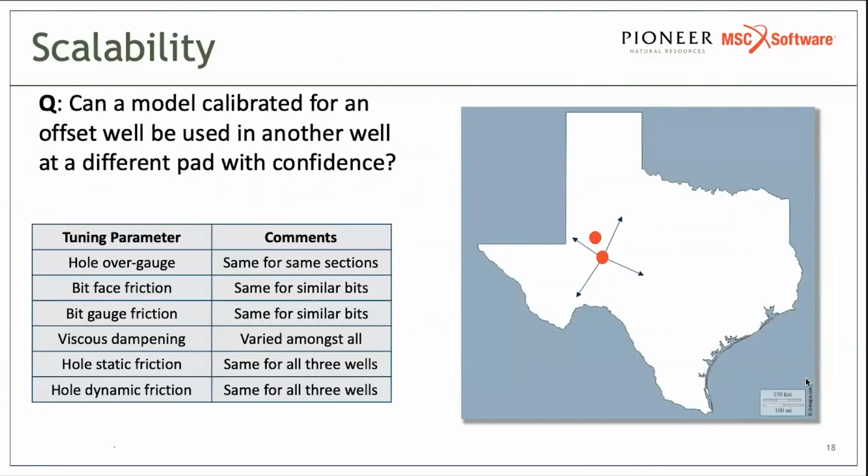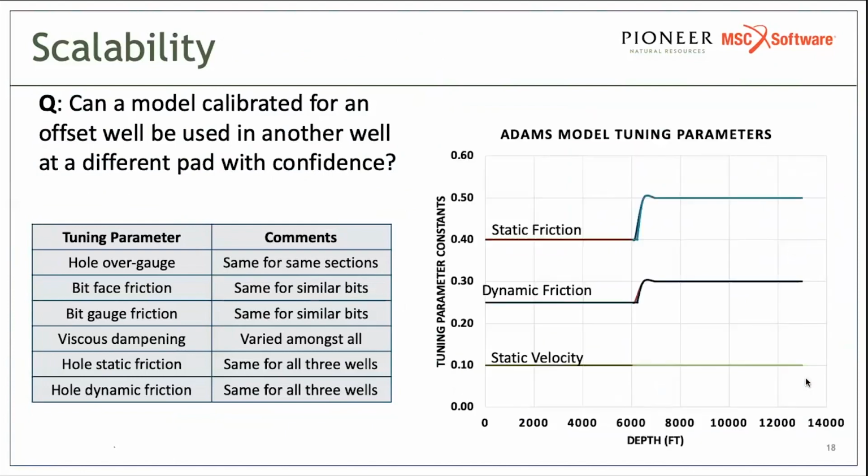I also worked on the scalability. The question was, can a model calibrated for an offset well be used in another well at a different path with high confidence? For example, if I want downhole measurements from one location, can I use those measurements and generate a digital twin with Adams for the wells in other areas? So I compared the tuning parameters using 3 different models, so that the same constants were used in all three of them.